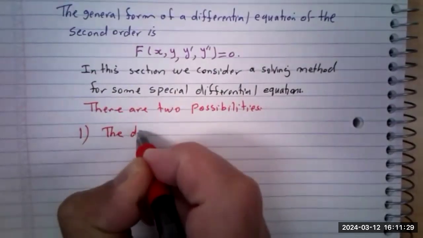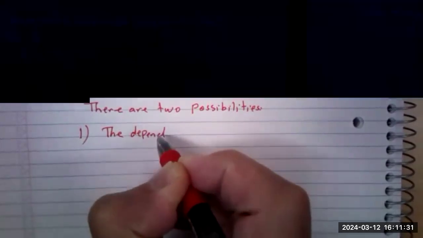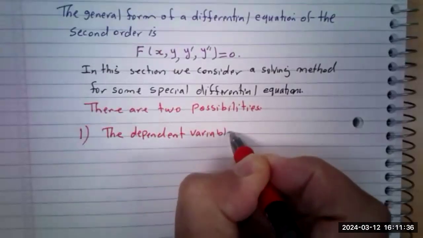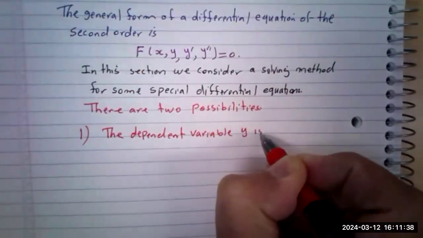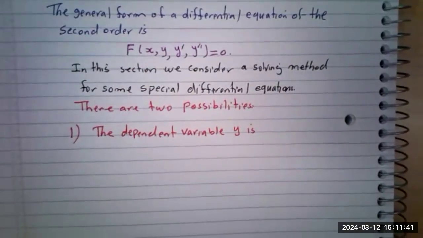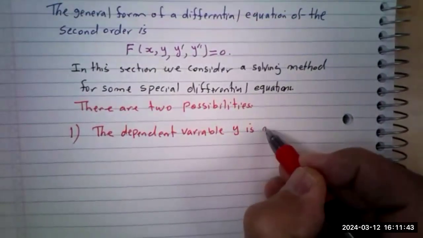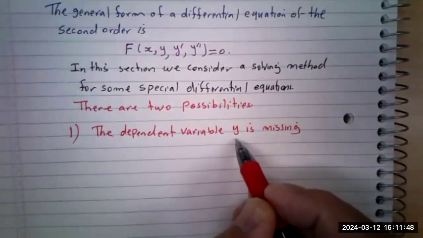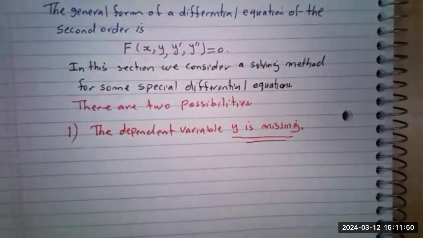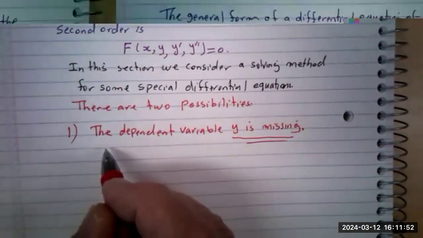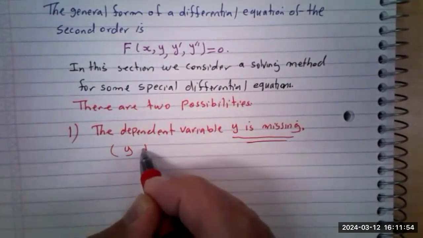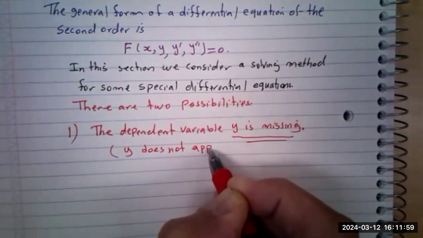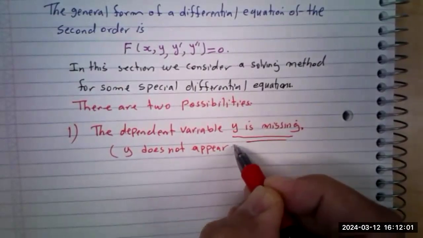So the case one, the dependent variable y is missing. That's the case one. Y is missing. That would be the case. Missing, or if you like, y is not here in the equation.